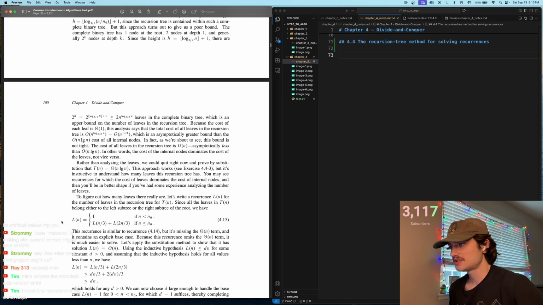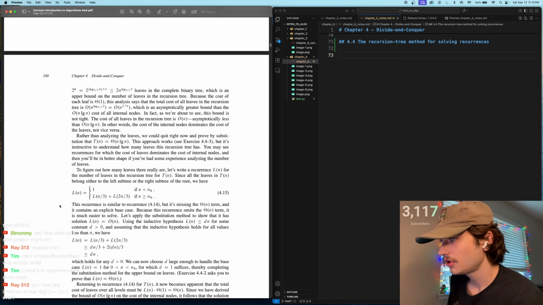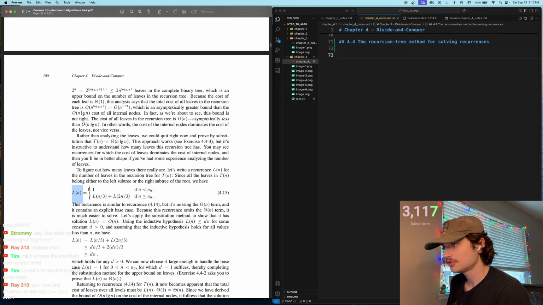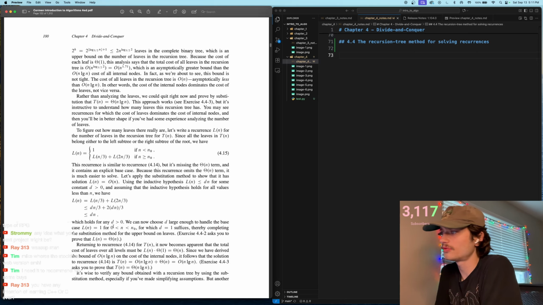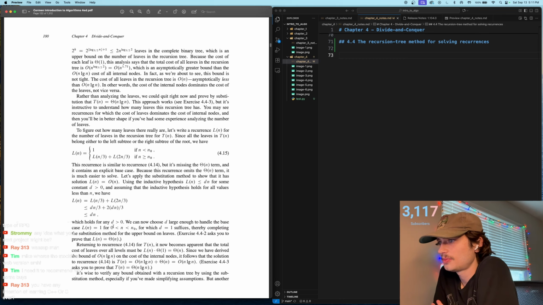To figure out how many leaves there are, let's write a recurrence L of n for the number of leaves in the recursion tree for T of n. Since all the leaves in T of n belong either to the left subtree or the right subtree of the root, we have L of n equals 1 if n is less than n naught, or L of n over 3 plus L of 2n over 3 if n is greater than or equal to n naught. This recurrence is similar to recurrence 4.14, but it's missing the theta of n term, and it contains an explicit base case. Because this recurrence omits the theta of n term, it is much easier to solve.